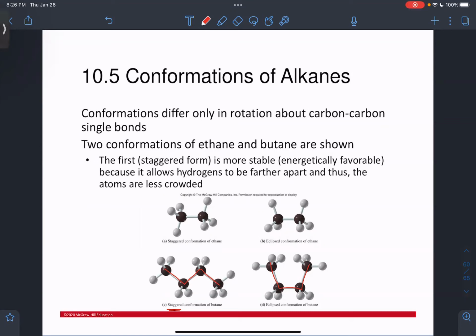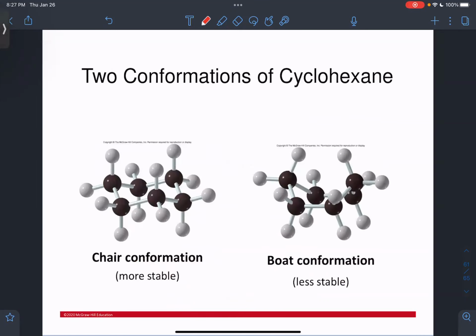But we know that all these atoms have electrons and all electrons are the same charge. And so the electrons will repel each other. So they try to get as far away from each other as possible. And that results in a more staggered, stable conformation. So the stable conformation is designated as energetically more favorable. So you have less crowding.